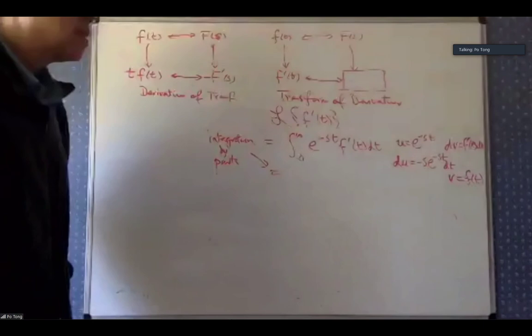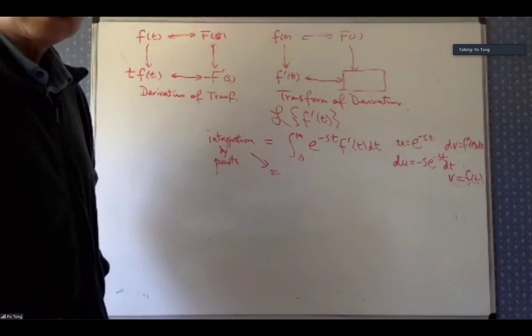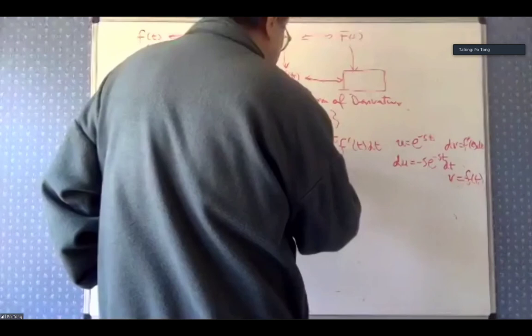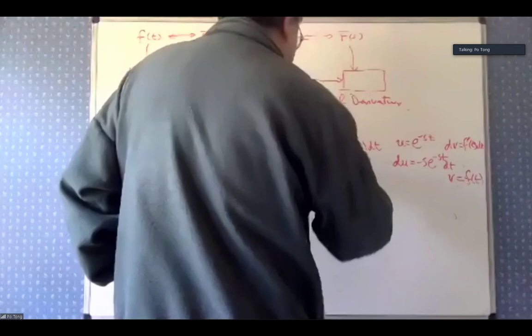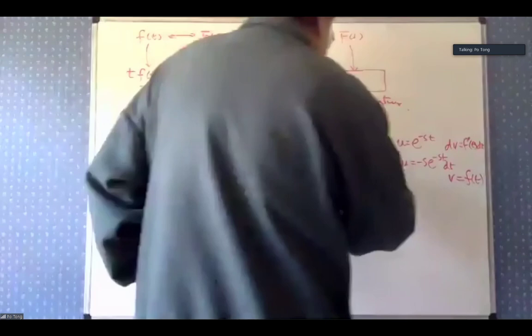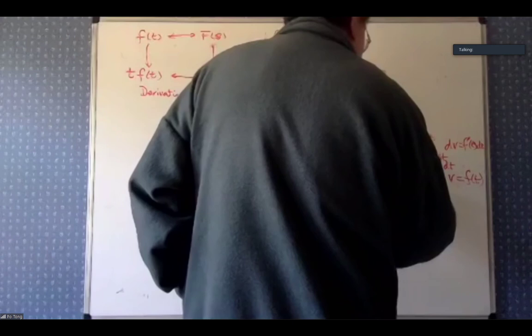Are we still okay? Then we will just do this equal to e to the power minus st multiplied by this f of t, evaluated between infinity and zero, subtract the integral of this, integral minus s.